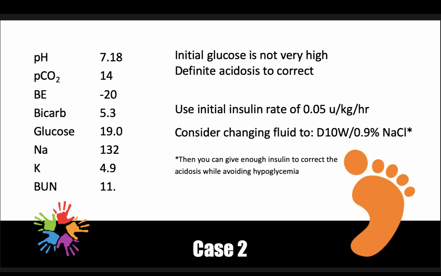And so knowing that one of the complications of DKA treatment is hypoglycemia, I would absolutely start this kid out at a lower insulin rate. So I would halve it, and I would start at 0.05 units per kilo per hour. And I would consider individualizing care for this particular patient. And for fluid I would start at D10 normal saline right out of the gate.